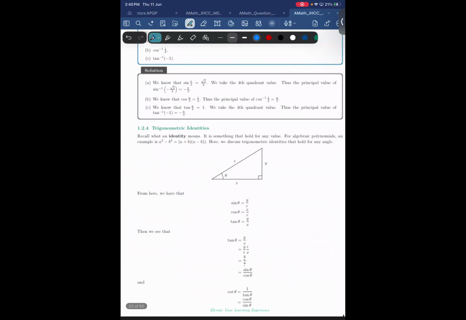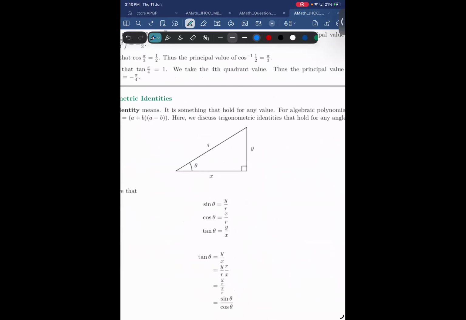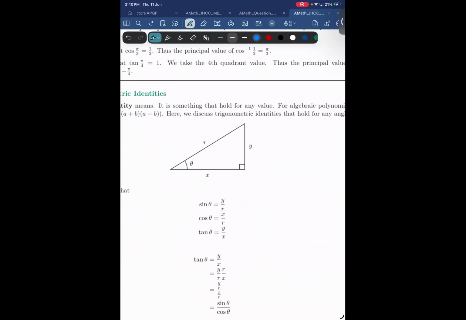Then we jump into trigo identities. This one is the number one most tested stuff for trigo. Identity. For algebra, an example of an identity is a squared minus b squared equals a plus b times a minus b. And for trigo, you have a lot of identities. I think you already counted those, right?